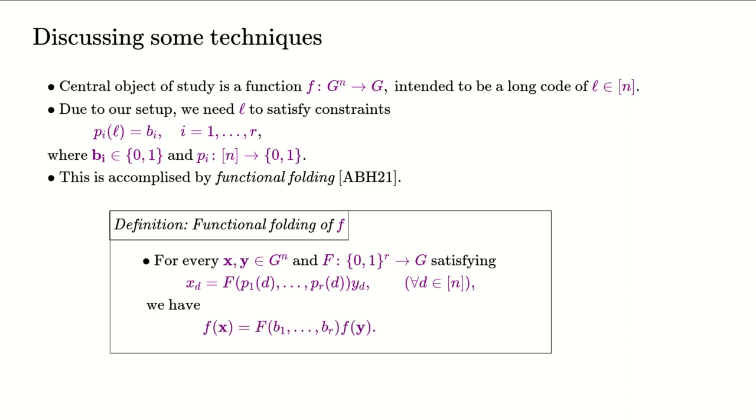Although this definition might look complicated, observe that if f is a long code of a label satisfying the conditions mentioned above, that is that π_i(L) is equal to b_i, then f indeed satisfies the conclusion f of x is equal to f of b_1 up to b_r times f of y.